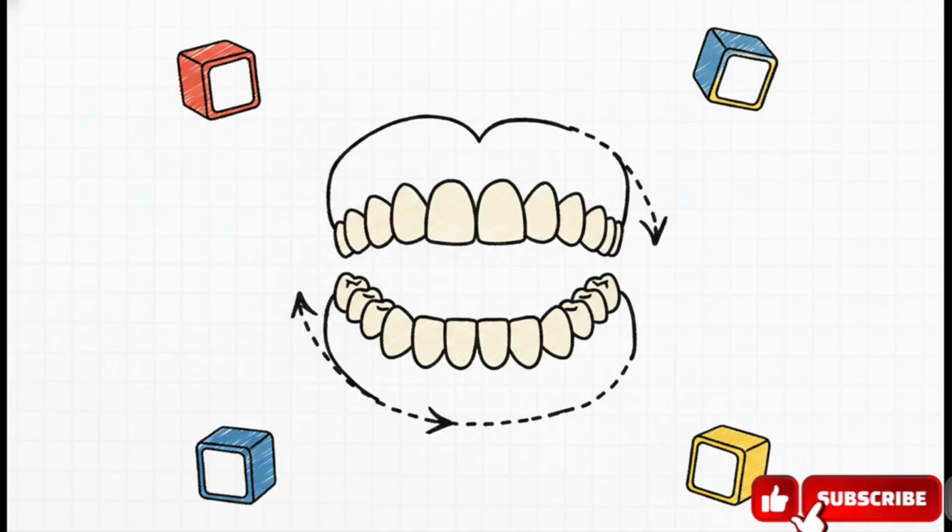Well, in the Universal Numbering System, those 20 primary teeth get a bit of an alphabet soup treatment. So instead of numbers, they're labeled using the letters A through T, and they follow that exact same looping path around the mouth. It's just a really clever way to keep things completely distinct from the adult teeth.